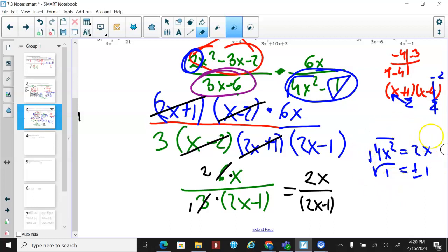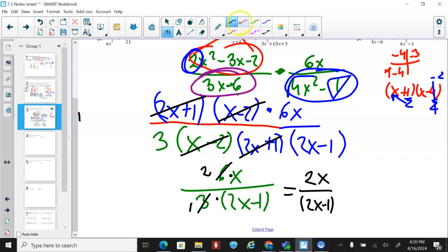Now again, just to make sure that we know what value would make this function undefined, or what value is an extraneous solution, meaning the ones that cannot be used, we're going to take the bottom, 2x minus 1, and set it equal to 0. So 2x equals 1. X cannot equal 1 half, because if x equals 1 half, it is going to make a 0 on the bottom.